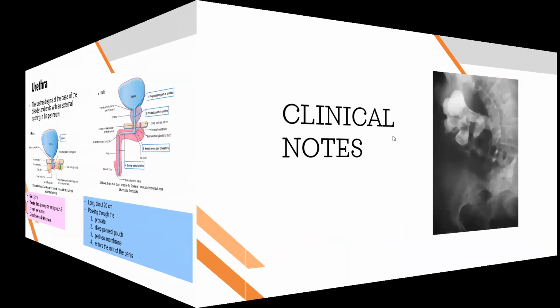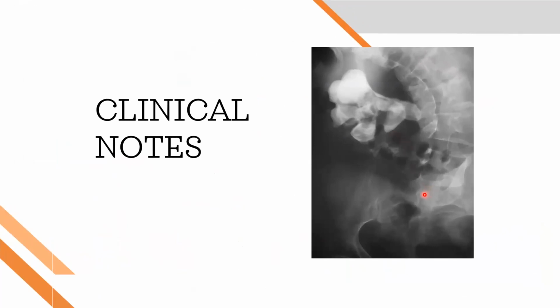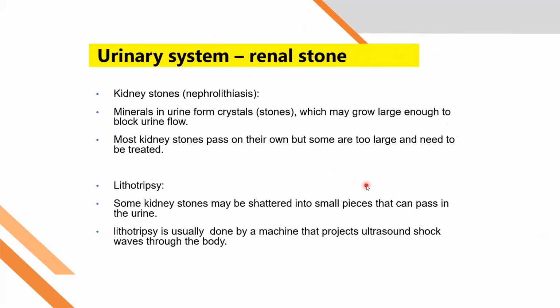Okay, I think that's all about the renal system, with ureter, bladder, and urethra. I will talk some about clinical notes. The most common clinical thing that happens in the renal system is the renal stone. It's also known as kidney stone or nephrolithiasis. Minerals in urine form crystals or stones which may grow large enough to block urine flow.